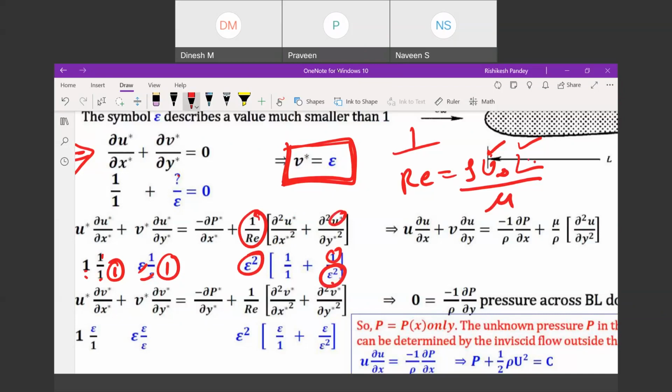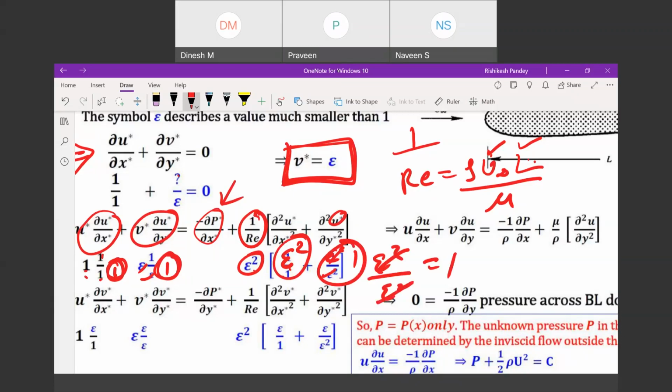Now if I multiply this epsilon square inside, it becomes epsilon square by epsilon square, which gives 1. So this term is of order 1, and this term is of order 1. But here, this term is of order epsilon square. Epsilon itself is small, epsilon square is further smaller, like 0.2 squared is 0.04. But this term is again epsilon square by epsilon square, which is 1. So this term is of order 1, and you cannot neglect it.